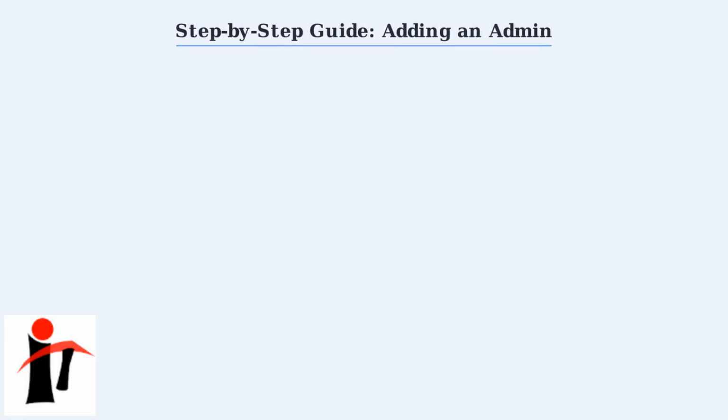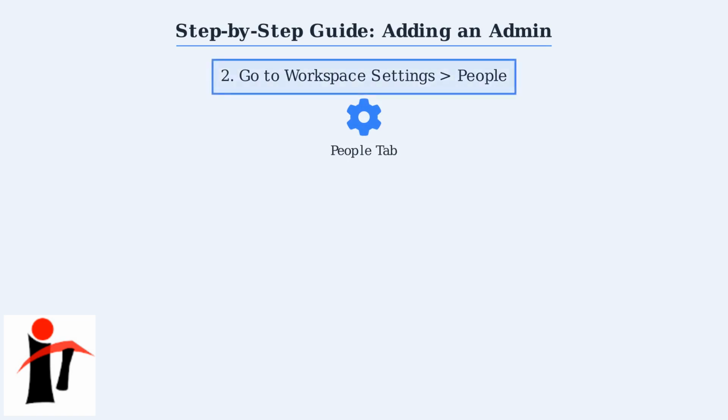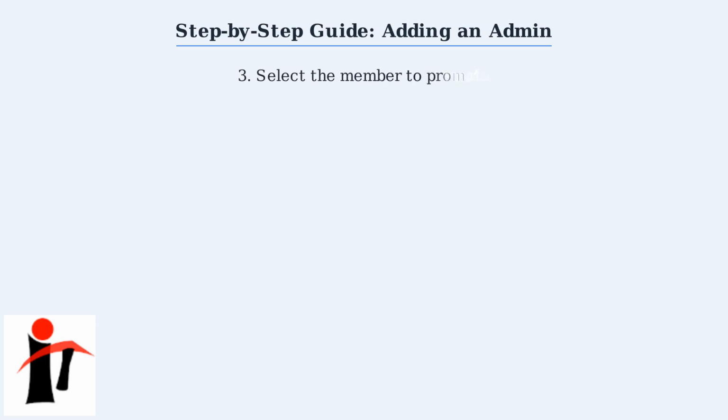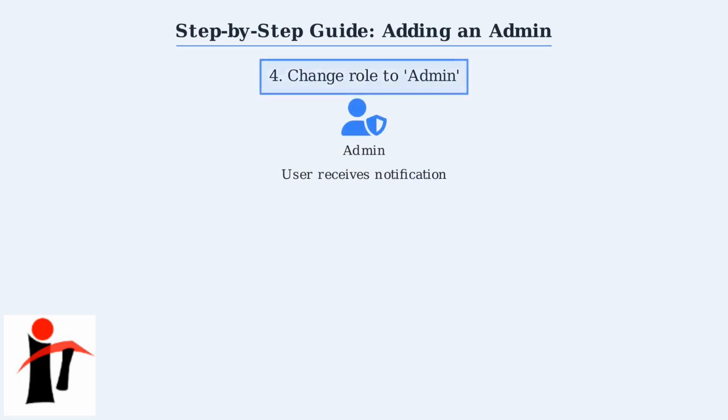To add an admin in ClickUp, start by logging in as the workspace owner. Next, navigate to Workspace Settings and click on People. Select the member you want to promote from the list. Change their role to admin. The user will receive a notification about their new role.